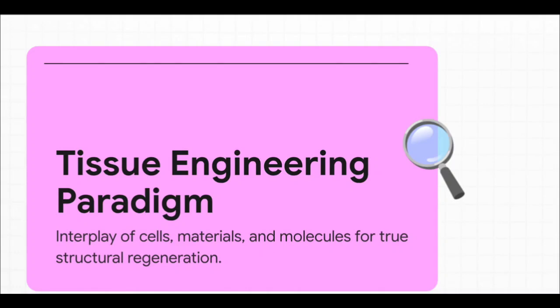So, what exactly is the tissue engineering paradigm? Well, the absolutely crucial thing to remember is that successful regeneration relies entirely on the interplay of 3 core components. Think of it like a 3-legged stool. We need cells to do the actual rebuilding, materials or scaffolds to physically support those cells, and molecules to provide all the necessary chemical signaling. When these 3 elements are working together in perfect concert, that's when we achieve true structural regeneration, instead of just ending up with a dense, fibrotic scar.